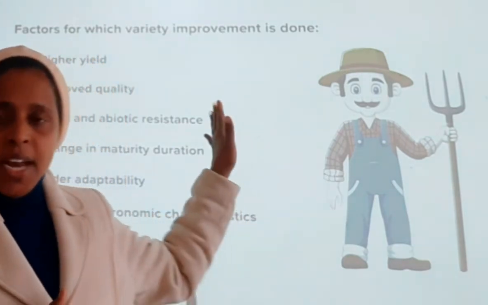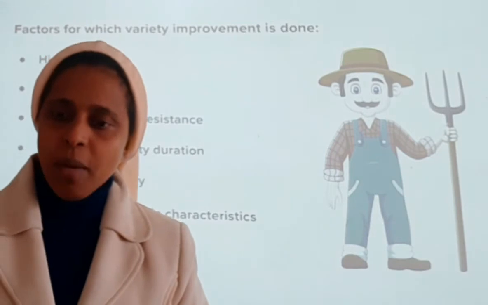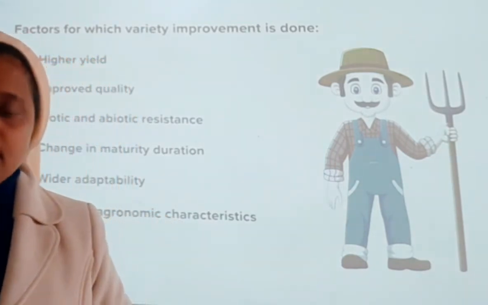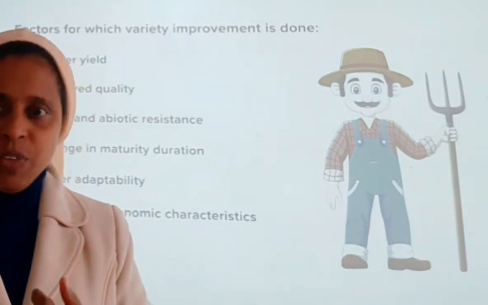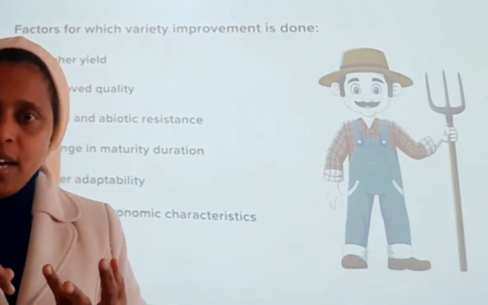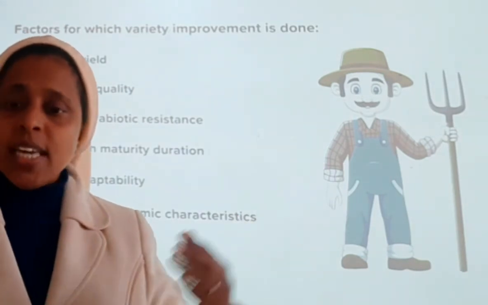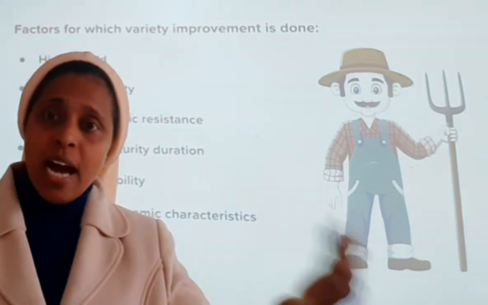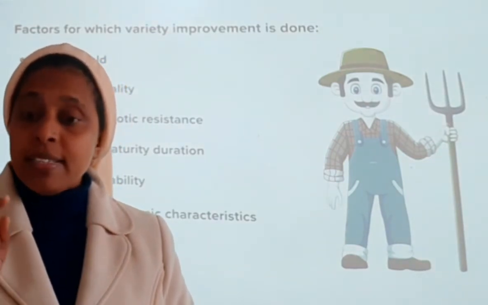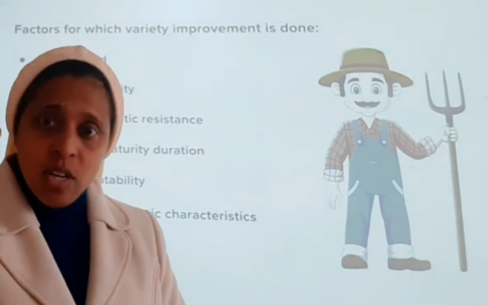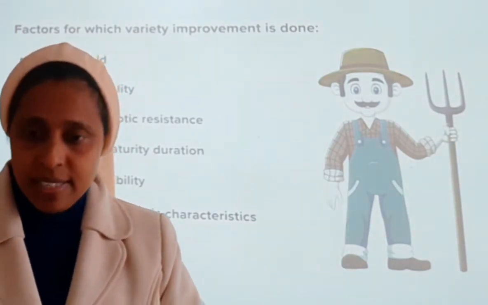And the next point is biotic and abiotic resistance. Biotic means living things, abiotic means non-living things. We know that insects are living things. Air, water, all these are non-living things. They can cause harm, they can cause damage to our crops. So we basically look for resistance towards it. We must actually fight for it. So that's what biotic and abiotic resistance is.